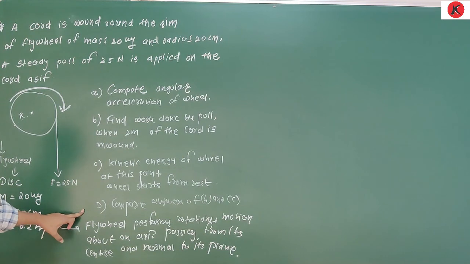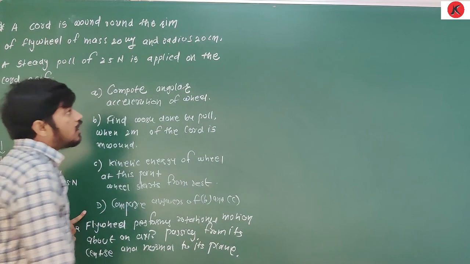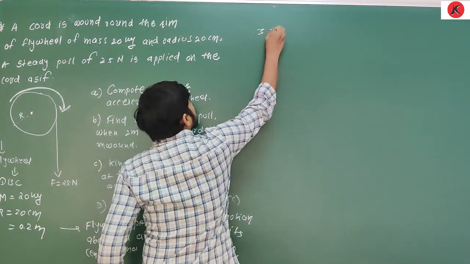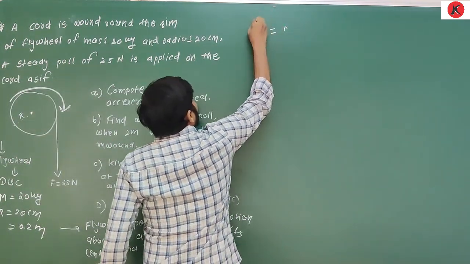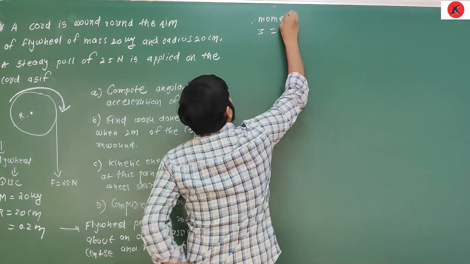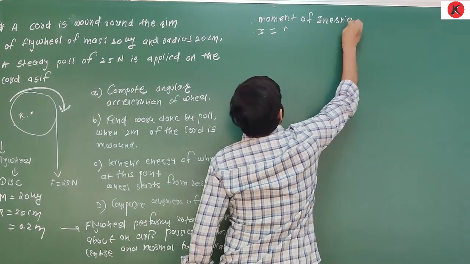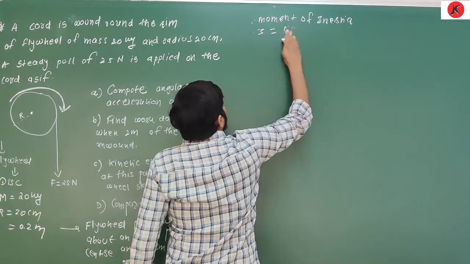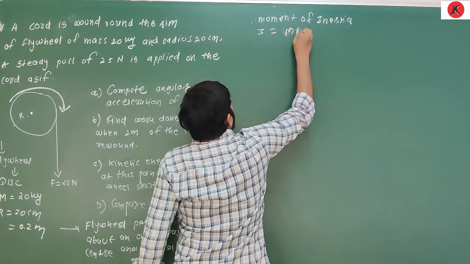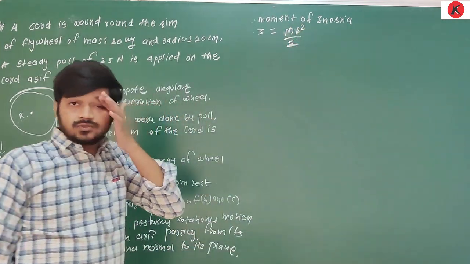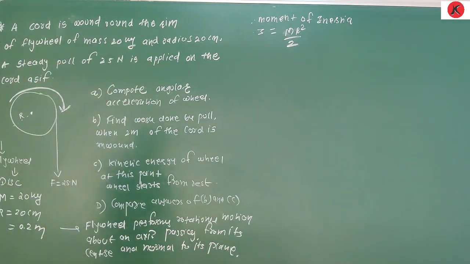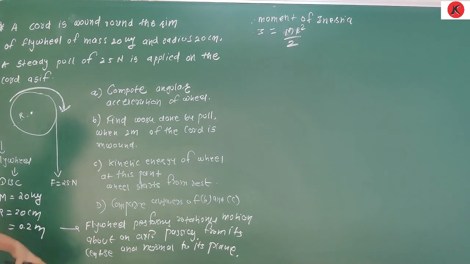So what is, first of all, the moment of inertia? Because you will need the moment of inertia. So what is the moment of inertia about this axis? Moment of inertia I is equal to m r square by 2. Yes, from the table you can find this equation, the moment of inertia for a disk about its axis passing through its center and normal to its plane.